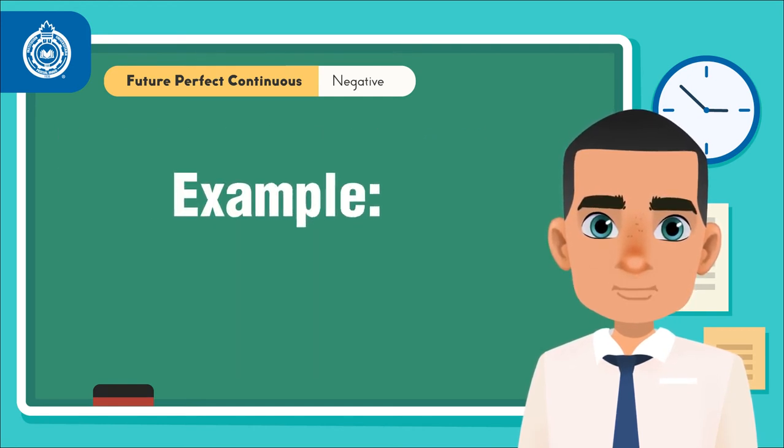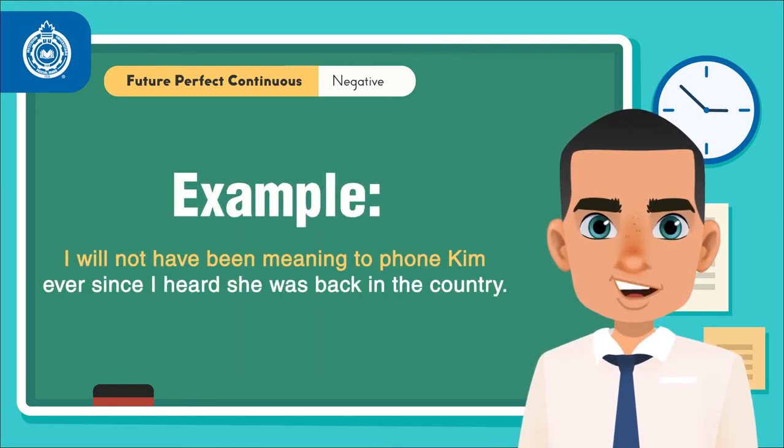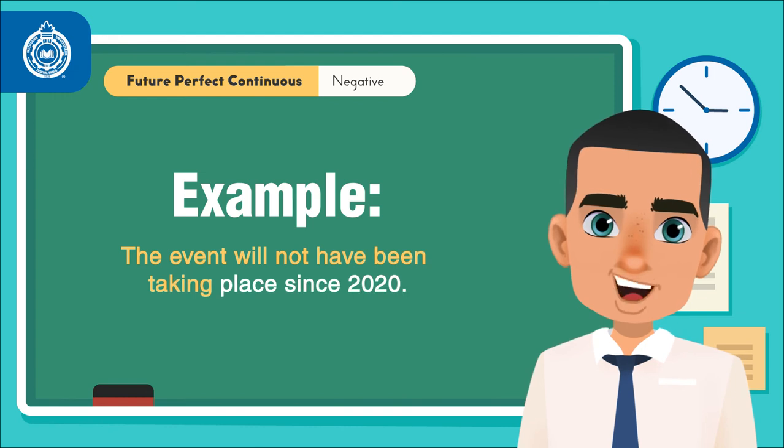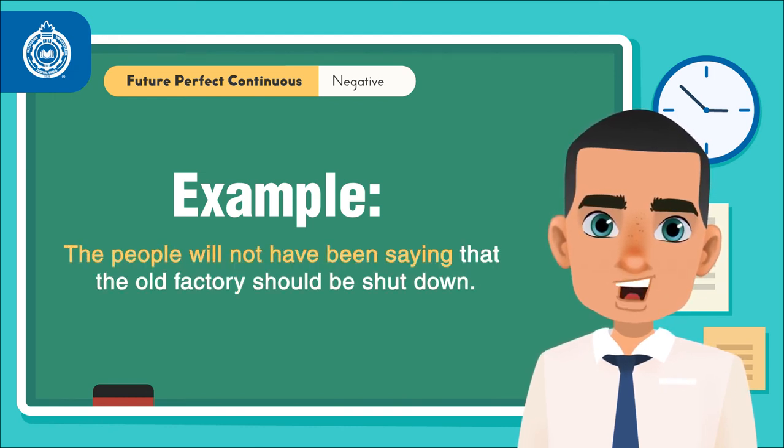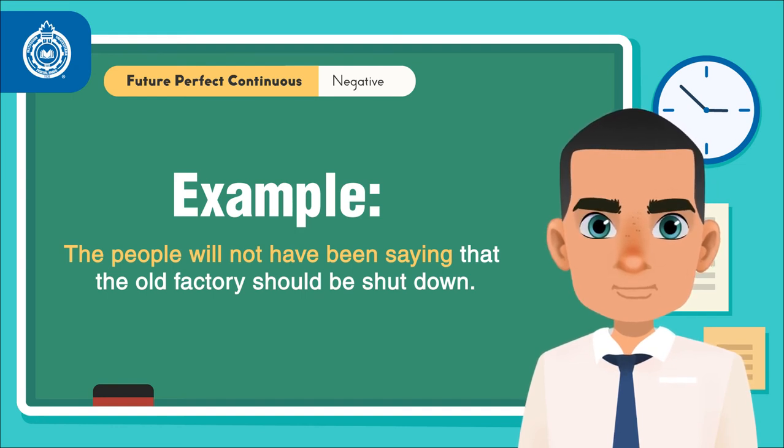Here are some examples. I will not have been meaning to phone Kim ever since I heard she was back in the country. The event will not have been taking place since 2020. The people will not have been saying that the old factory should be shut down.